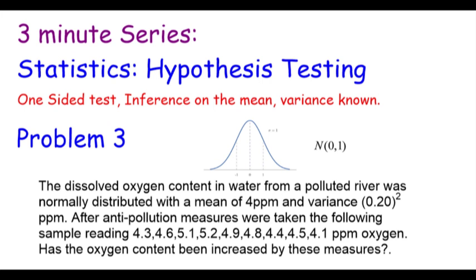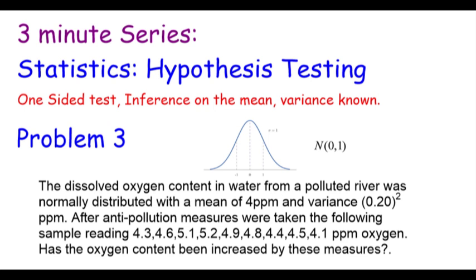can see here the dissolved oxygen content in water from a polluted river was normally distributed with a mean of 4 parts per million and a variance of 0.2 squared, or if you like a standard deviation of 0.2 parts per million. Now, anti-pollution measures were taken, and the following samples were obtained from the river again, and you can see here these are the samples in parts per million for the oxygen content. And the question is basically, has the oxygen content been increased by these measures?